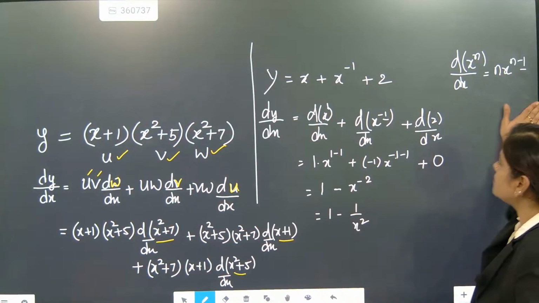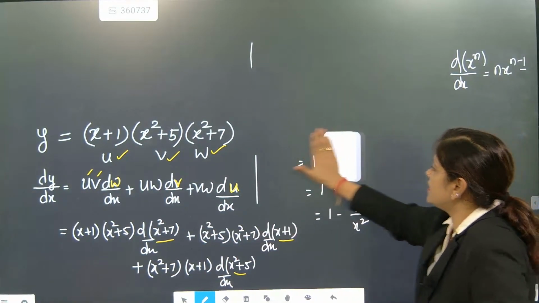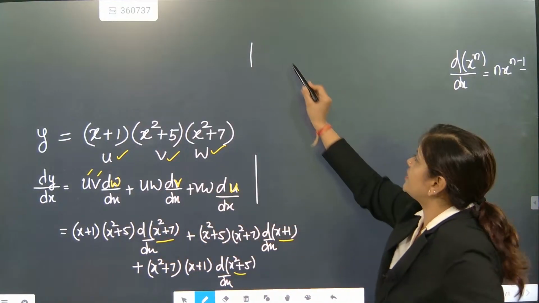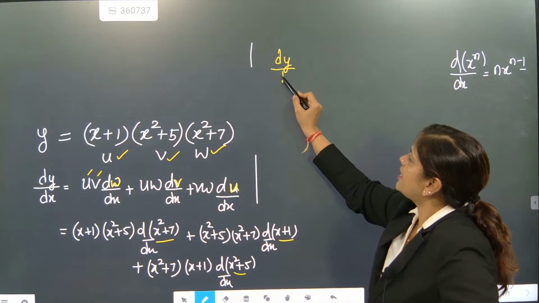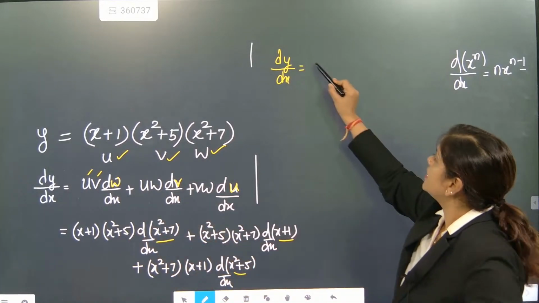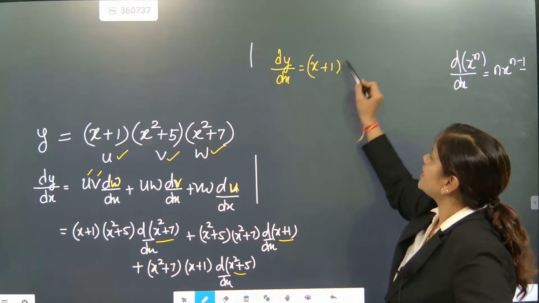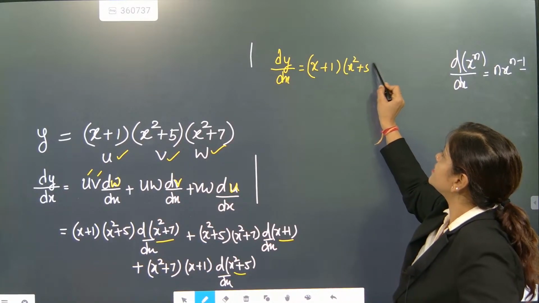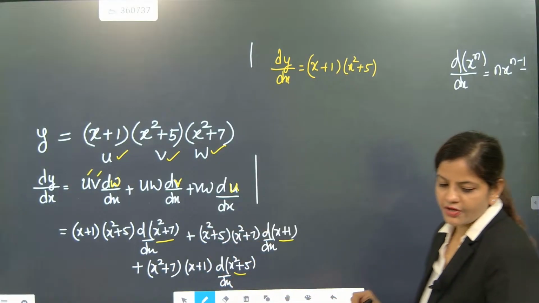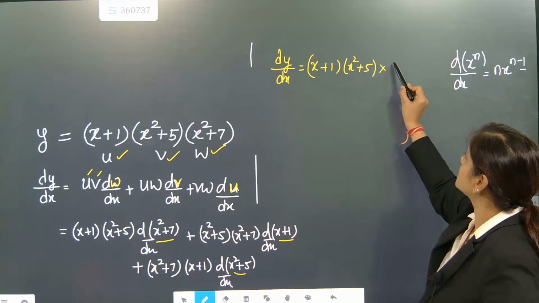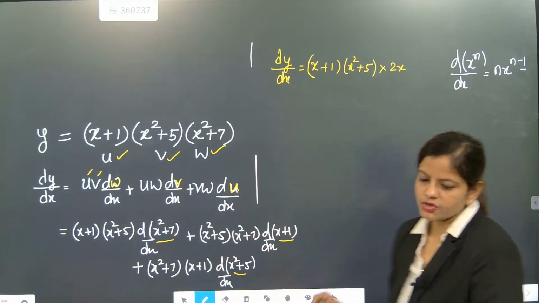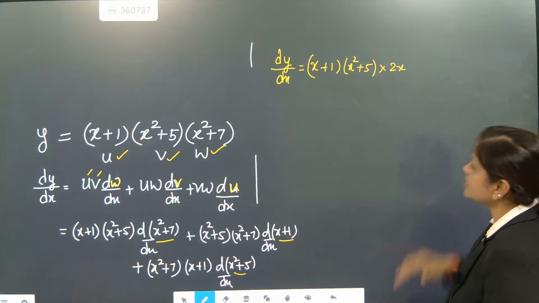Then what answer will come? Check. That time we will not be differentiating these two. These two will not be differentiated. What will it become? dy by dx equal to, these two will be as it is written here. See, x plus 1 and x square plus 5, it is written as it is. Now we are differentiating x square plus 7. Differentiation of x square is 2x and differentiation of 7 will become 0. So only 2x is left.